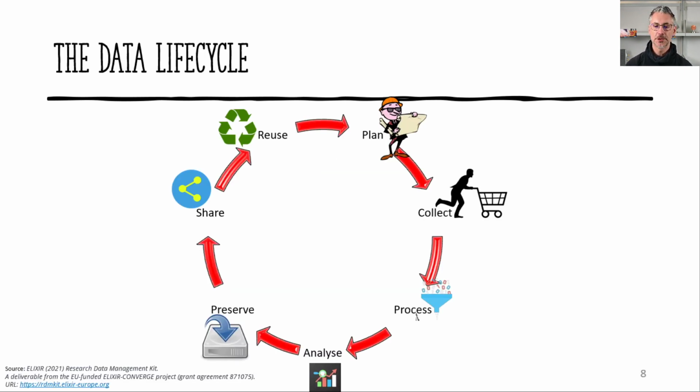In this research project Elixir, they proposed this nice data life cycle that we can look at in more detail, which data comes along where. So before we start our analysis, we need to plan how we capture the data, what kind of data we have. Then we collect the data, process the data, analyze, preserve it, share and reuse. Let's look at all of these steps in a little bit more detail.